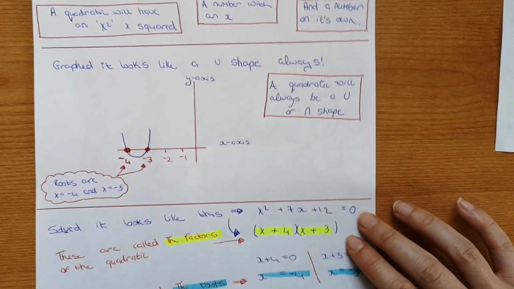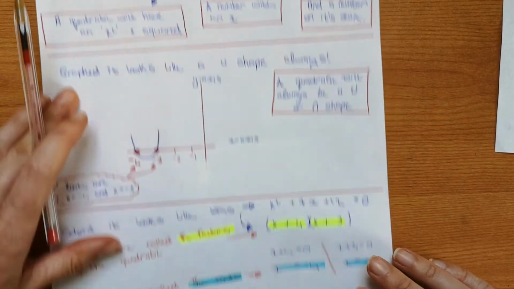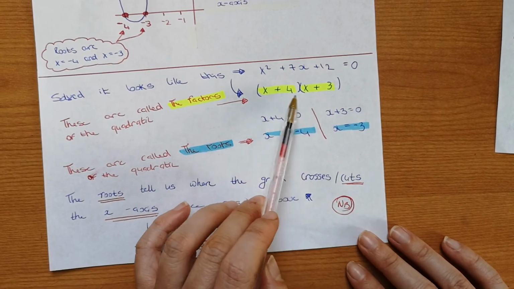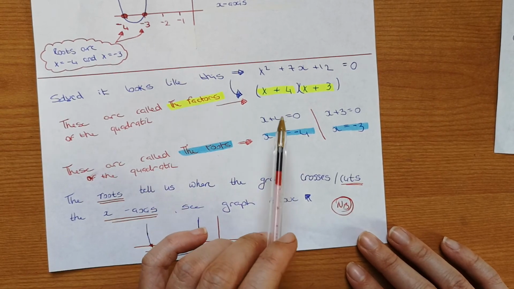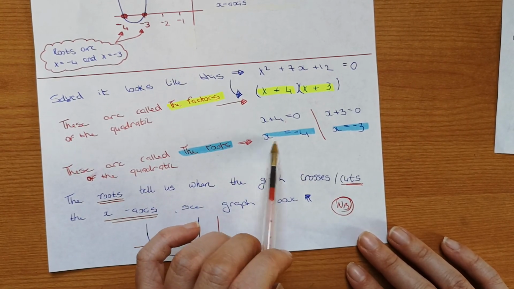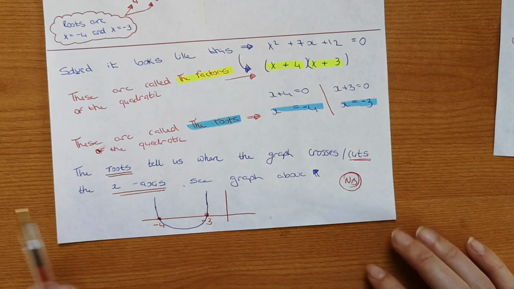So important to know that when you solve a quadratic like this, you get your two brackets. They're called the factors of the quadratic. And then when you solve the factors to find your x values, they're called the roots. And the roots are where it crosses the x-axis.